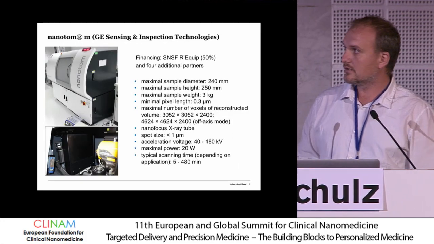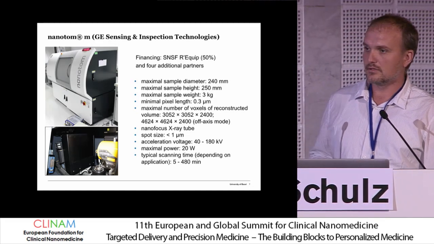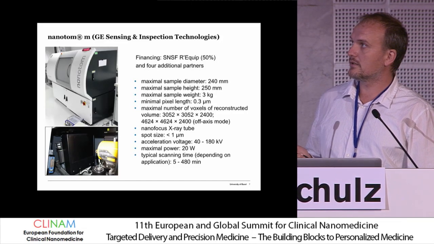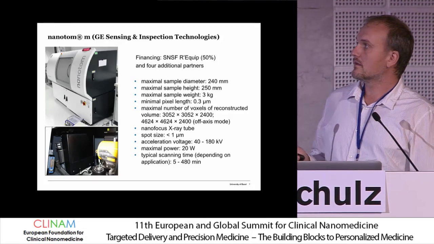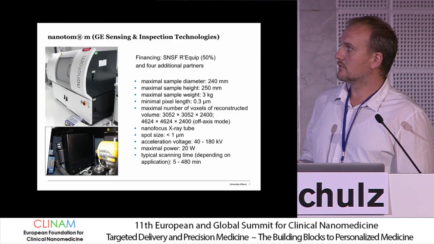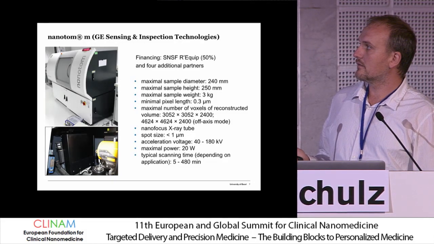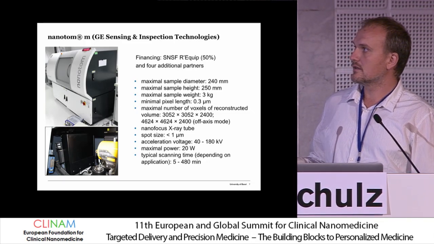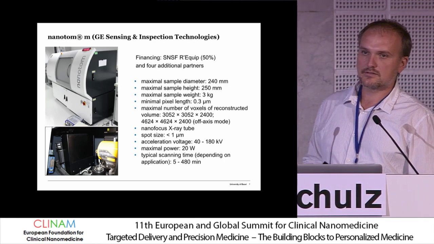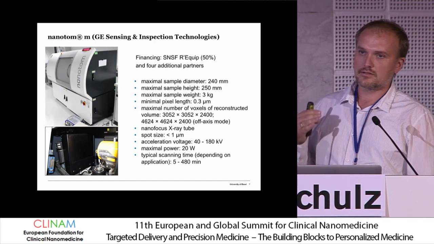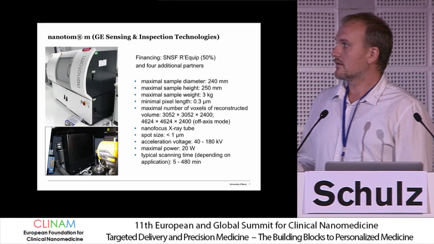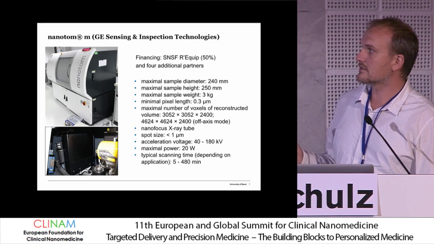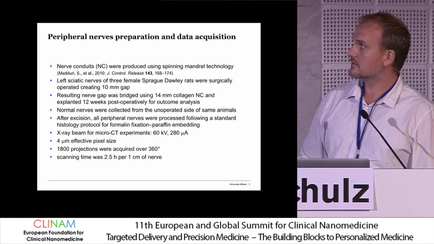This is one of the devices we have in our lab, and the data I will show were acquired by this system. This is the nanotom from GE. Here are some parameters. I don't think I have to explain everything, but one of the main things is the spot size. The spot size is in principle the limitation of the spatial resolution we get. So it's around 800 nanometers resolution you can obtain, isotropically and in 3D. The rest is probably not so important for this talk.